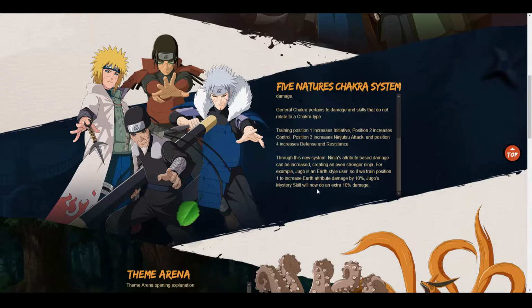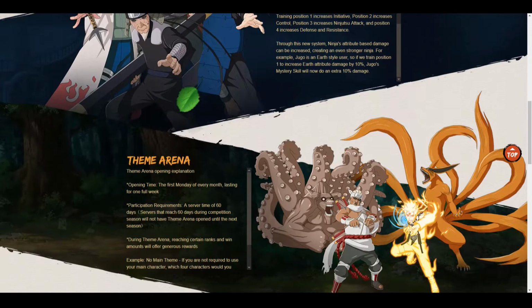So, for an example, Jugo is an Earth-style user, so if we train position 1 to increase Earth attribute damage by 10%, Jugo's mystery skill will now do an extra 10%. For those that do not know, Jugo's mystery skill actually does Earth base damage. Jugo is both an Earth attribute ninja, and his mystery skill does Earth attribute damage.